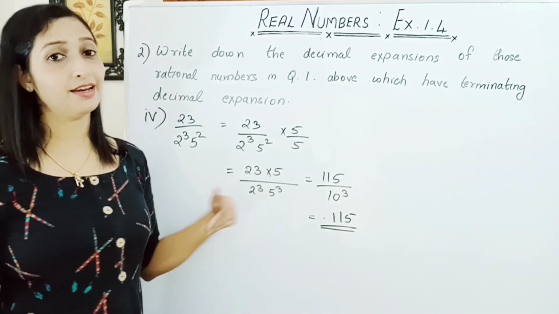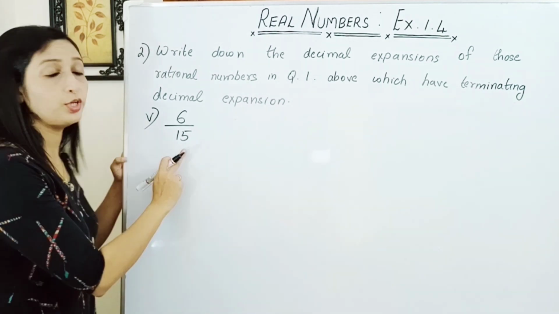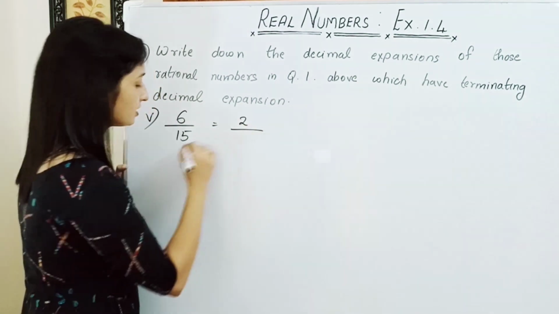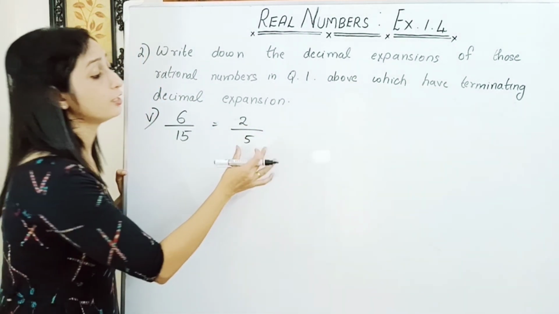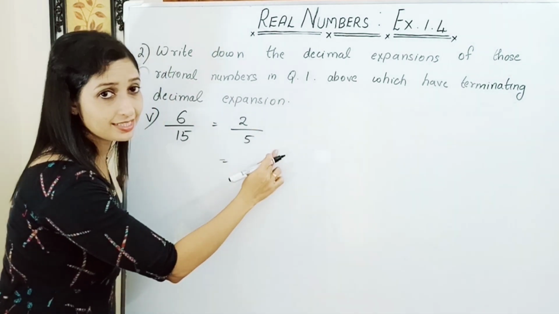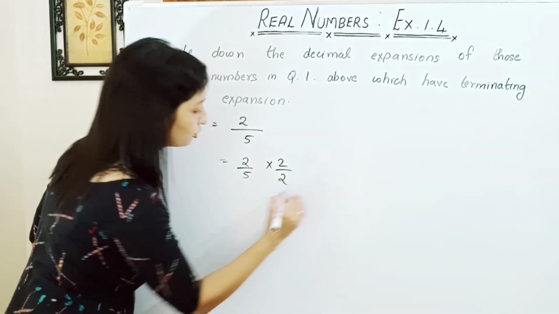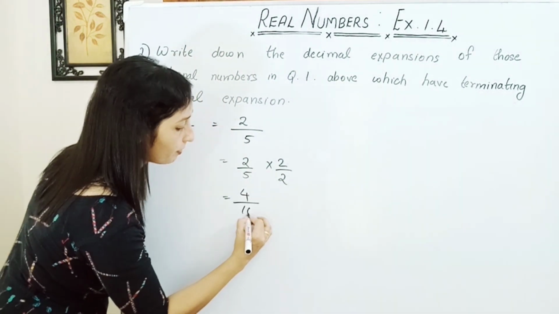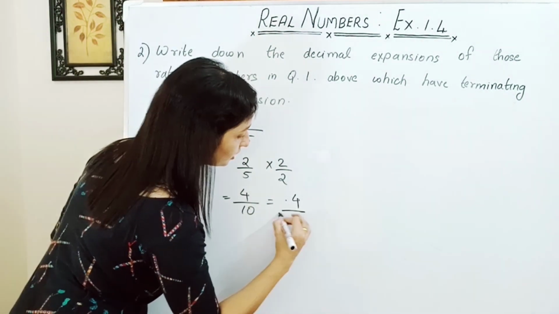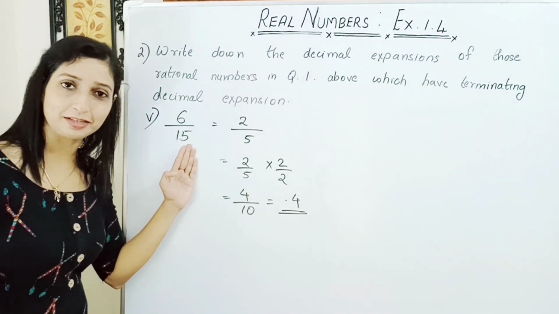So let's move on to our next question, question number 5. This is our next question, which is 6 by 15. So what do we do first? We can simplify this by 3. So what do you get? 3 2s are 6 and 3 5s are 15. Now to bring it to the power of 10, what do we do? We multiply and divide by 2. So 2 by 5 into 2 by 2. So what do you get? 4 by 10. Therefore, our decimal expansion is 0.4. So this is the decimal expansion of our given question, which is 6 by 15.